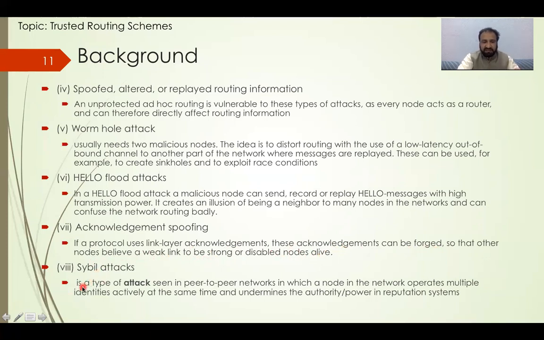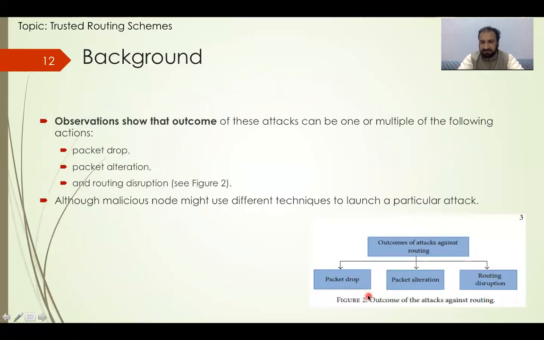Sybil attack is a type of attack seen in peer-to-peer networks. Peer-to-peer or distributed networks are the same as infrastructure-less networks, because in such a network you don't have any central control. In such an attack, a node operates multiple identities. A node shows multiple identities actively at the same time, and undermines the authority in a reputation system.